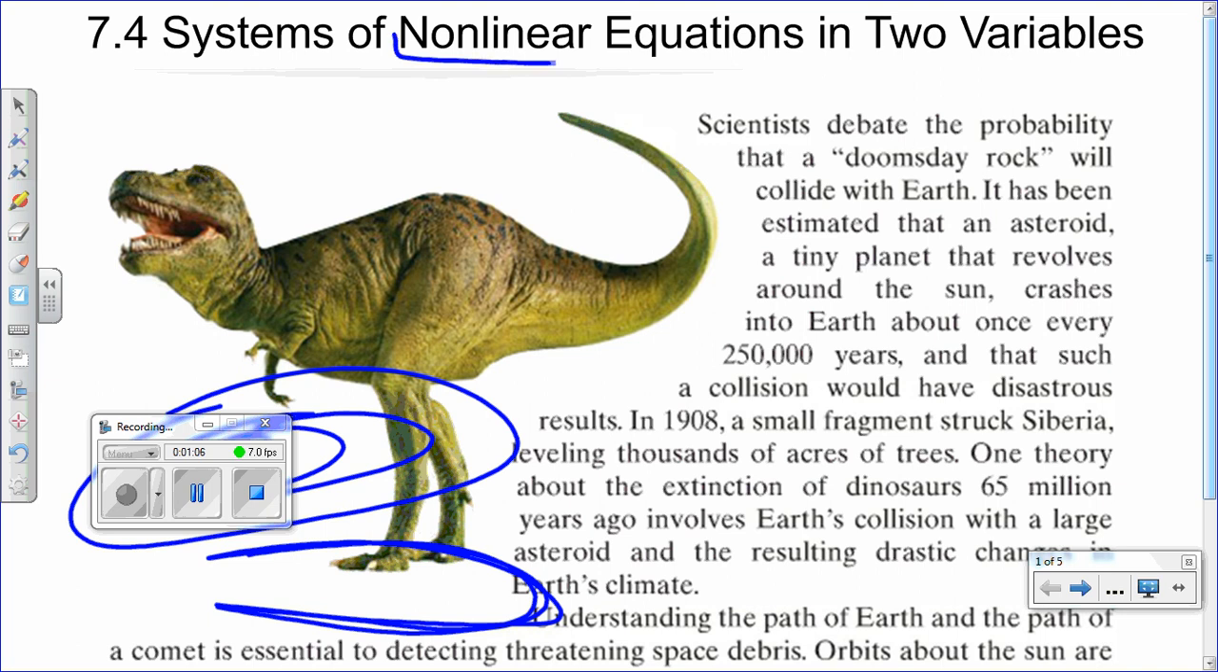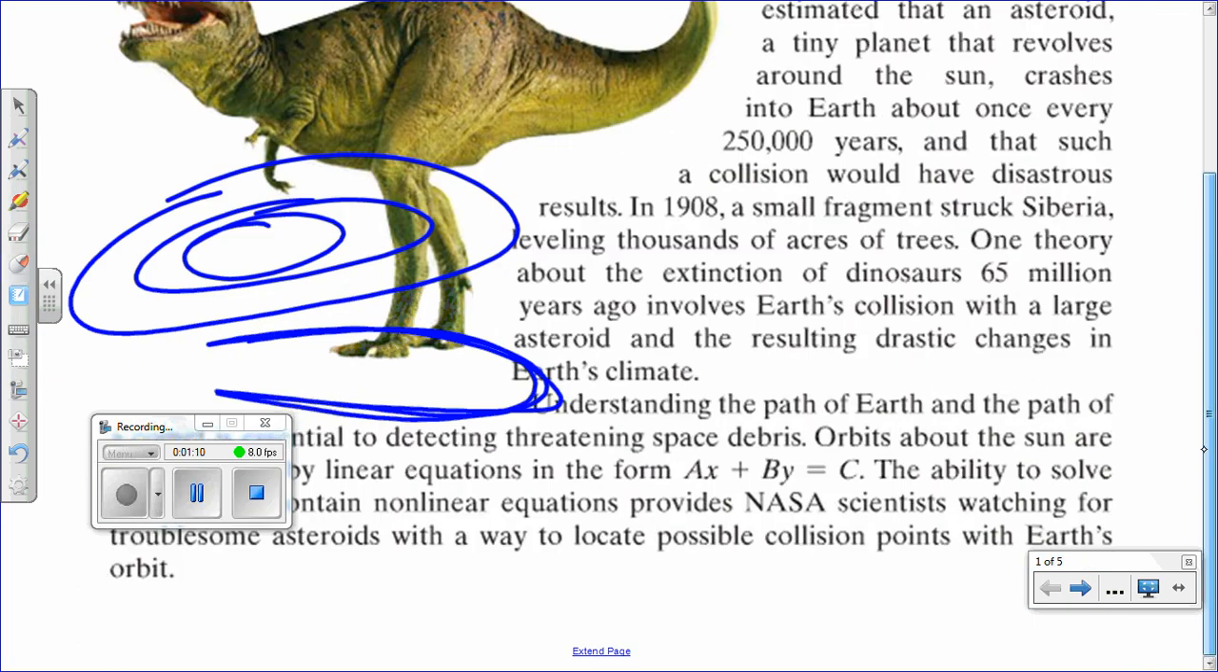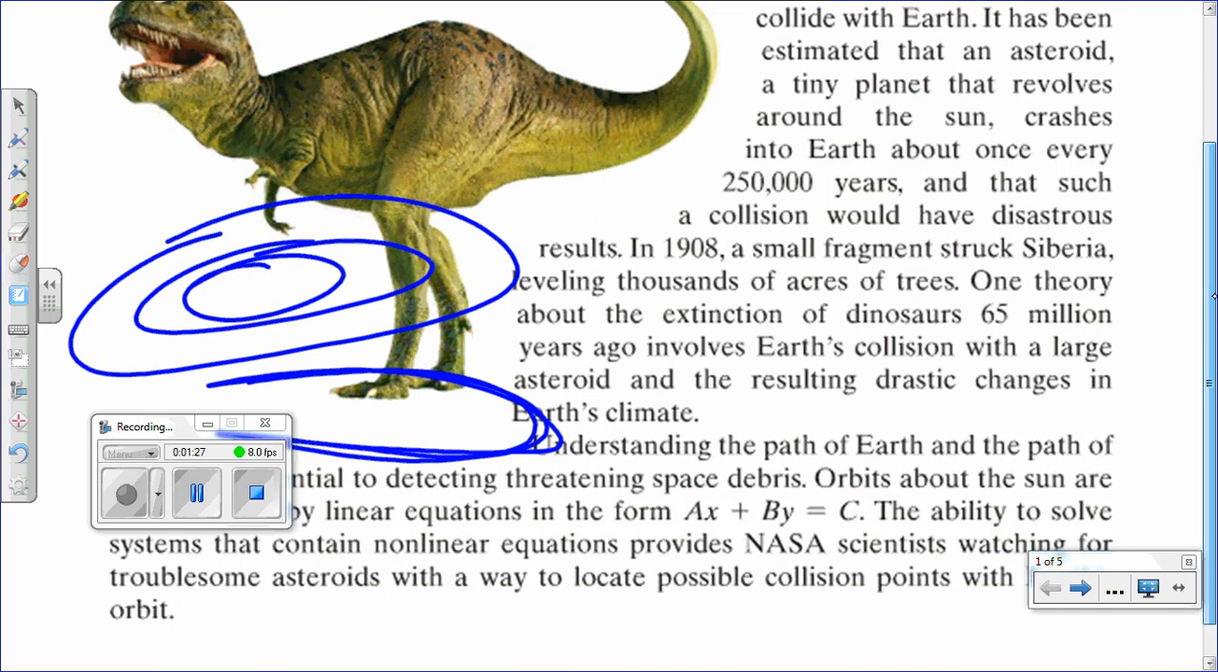The fact that it says nonlinear means it will include equations that are quadratic, or the equation of a circle, or the equation of an ellipse. Oh, and also you could have a line, one line. The condition to call it nonlinear is that at least one of the equations is not linear.